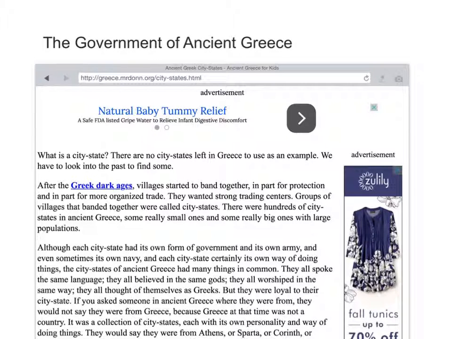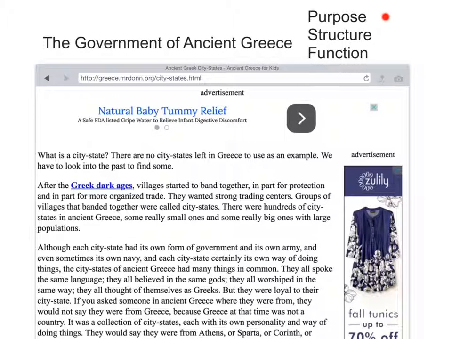In this lesson, we're going to look at the government of ancient Greece. Specifically, what I want to focus in on are the purpose, structure, and function of the government of ancient Greece. Purpose: why did they have government? That really connects to function: what did it do? If it did something, that's kind of its purpose as well. And then structure: exactly how is it structured and organized?